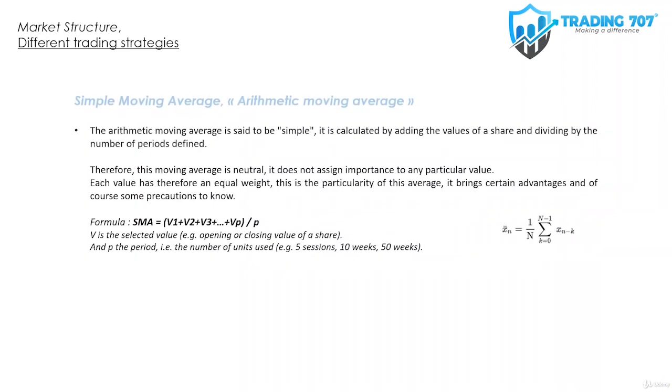The arithmetic moving average is said to be simple. It's calculated by adding the values of a share and dividing by the number of periods defined. Therefore, this moving average is neutral. It does not give importance to any particular value. Each value has an equal weight. This is the particularity of this average. It brings certain advantages and, of course, certain precautions to know.